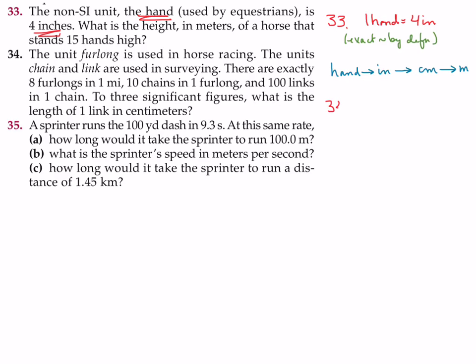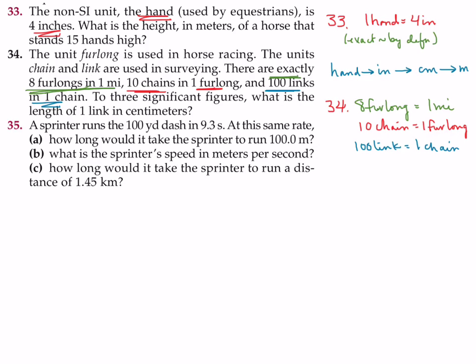Moving on to the next problem. Again, it's some weird sort of lengths just to get you used to putting things together. Furlong, I'm not familiar with a furlong, but the problem tells you a furlong is equal to 1 mile. It talks about chains and furlongs, and they have a relationship of 10, and a link in a chain has a relationship of 100. So you'll read that in the problem.